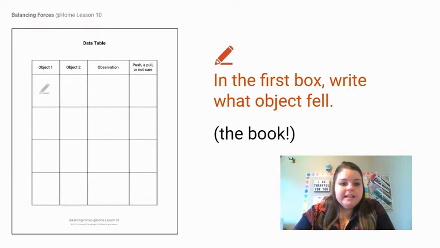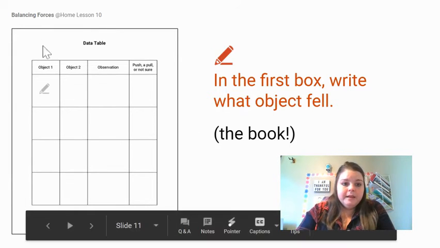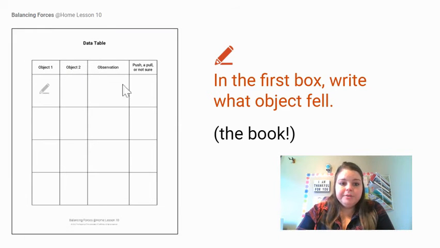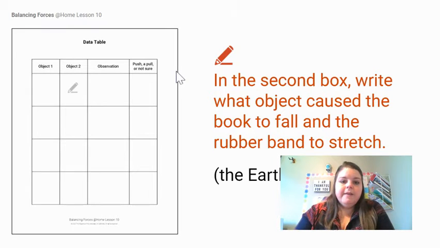So our data table has 4 columns. The first one says Object 1. The second one says Object 2. The third one says Observation. And the fourth one says Push, Pull, or Not Sure. So the example we just looked at together was an example of a book. So we will write book in the Object 1 box. The other object was the Earth, because the Earth is what exerts the gravity. So we will write Earth in Object 2.